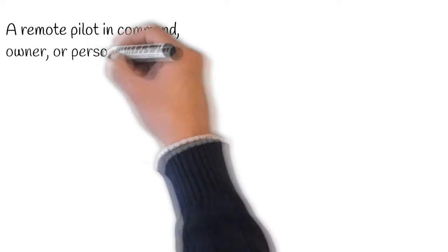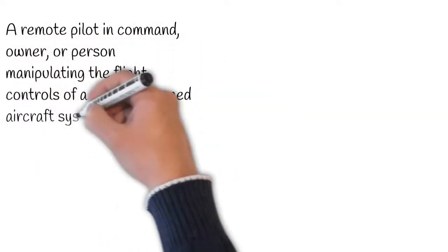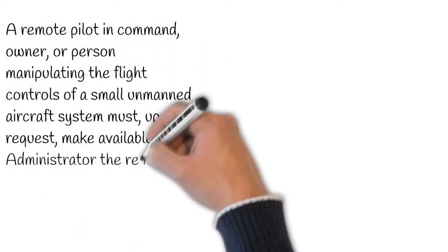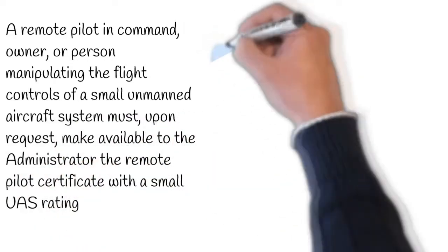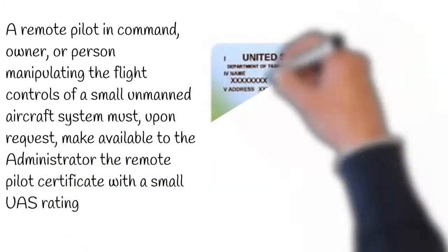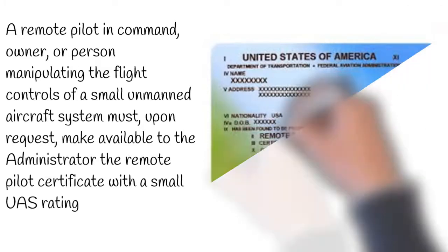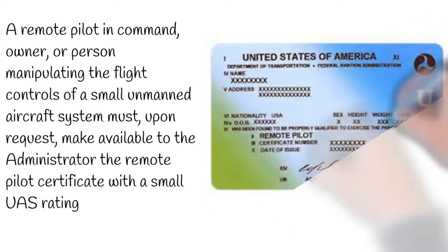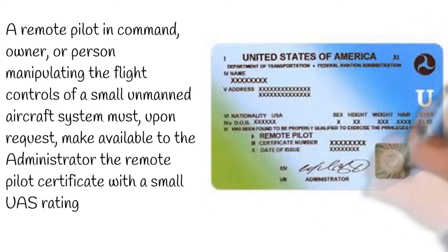A remote pilot in command, owner, or person manipulating the flight controls of a small unmanned aircraft system must, upon request, make available to the administrator the remote pilot certificate with a small UAS rating, and any other document, record, or report required to be kept under Part 107.